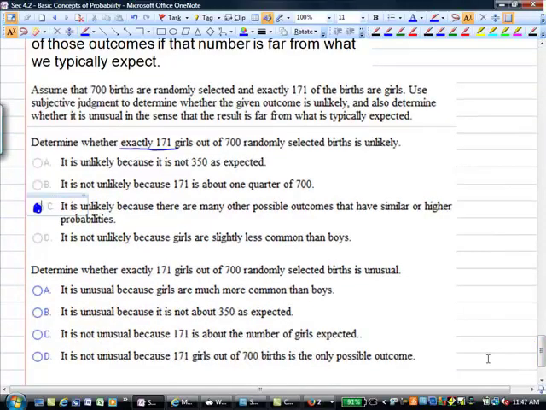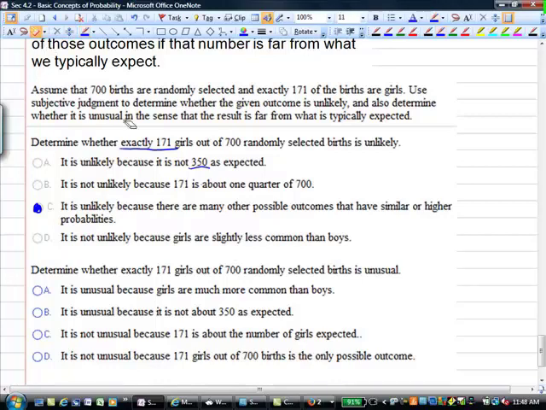Assume that 700 births are randomly selected and exactly 171 of the births are girls. Use subjective judgment to determine whether the given outcome is unlikely, and also determine whether it is unusual in the sense that the result is far from what is typically expected. And we say the answer is C, because it's unlikely, because there are so many other possible outcomes that have similar or higher probabilities. It would be more likely to get a number that is closer to 350, not 171. It's not that it's unlikely because it's not exactly 350 births. There's just a whole lot of higher probabilities, numbers with higher probabilities.